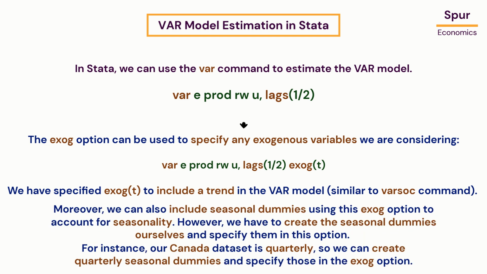Moreover, we can also include seasonal dummies using this exog option to account for seasonality. However, we have to create the seasonal dummies ourselves and specify them in this option. For instance, our Canada dataset is quarterly, so we can create quarterly seasonal dummies and specify those in the exog option.